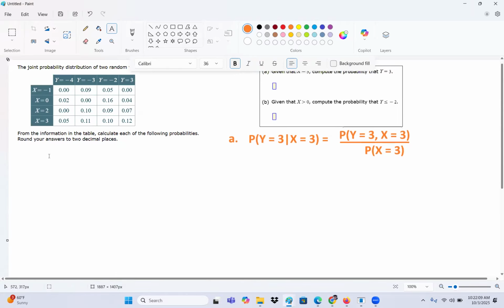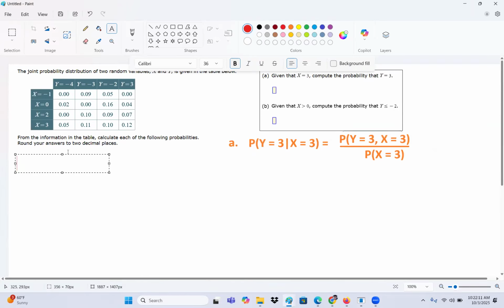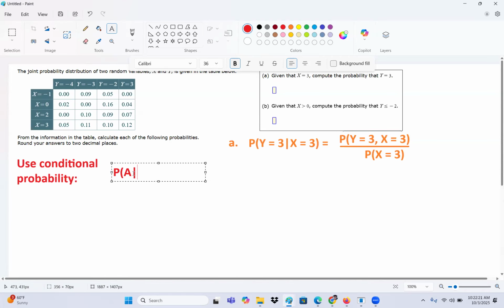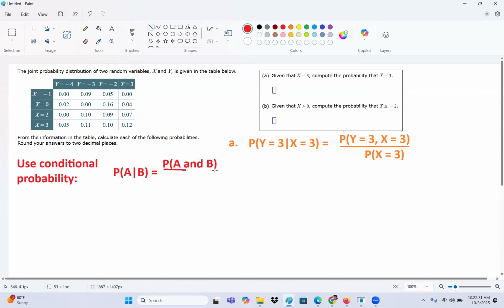So I just use the conditional probability perspective. We have p of a given b equal to p of a and b over p of b. I don't know if this has a solution. It might be possible that there isn't a solution.